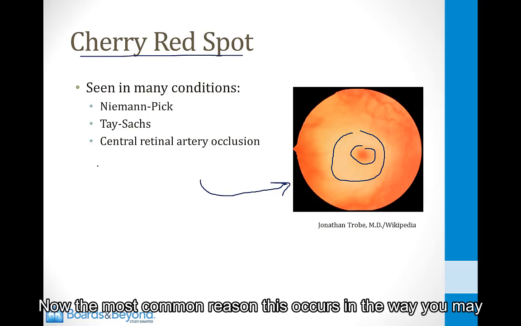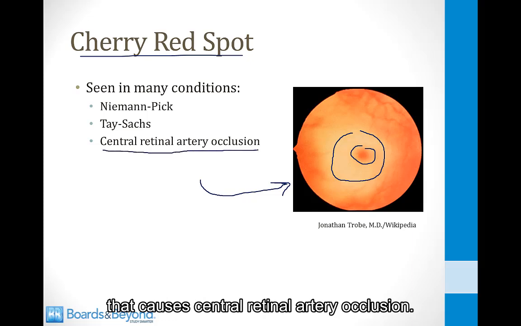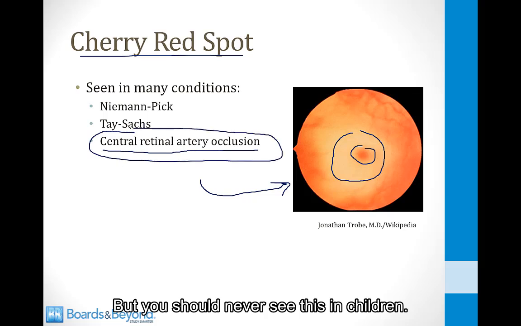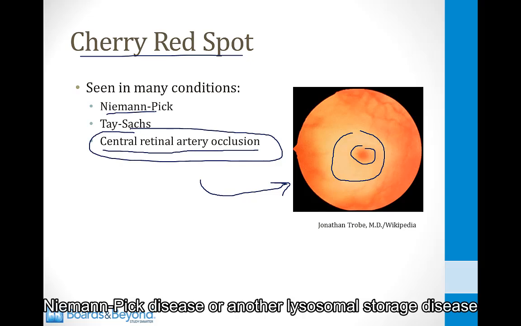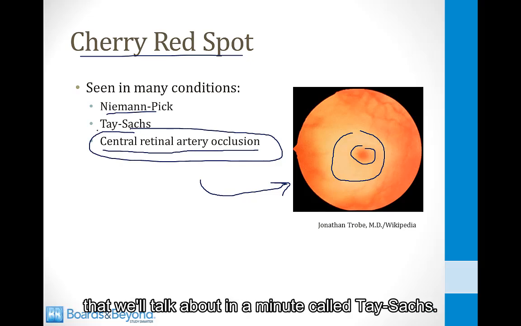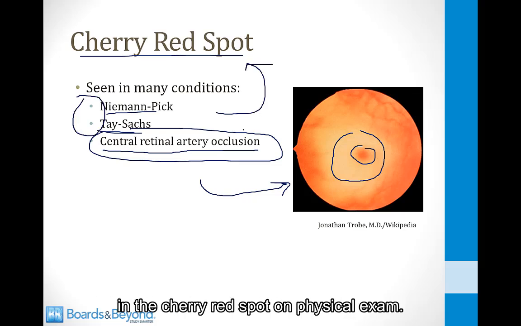Now, the most common reason this occurs, and the way you may actually see it clinically, is as a result of a stroke that causes central retinal artery occlusion. But you should never see this in children. If you see it in a child, then they are most likely describing Niemann-Pick disease or another lysosomal storage disease that we'll talk about in a minute called Tay-Sachs. Both of these lysosomal storage diseases result in the cherry red spot on physical exam.